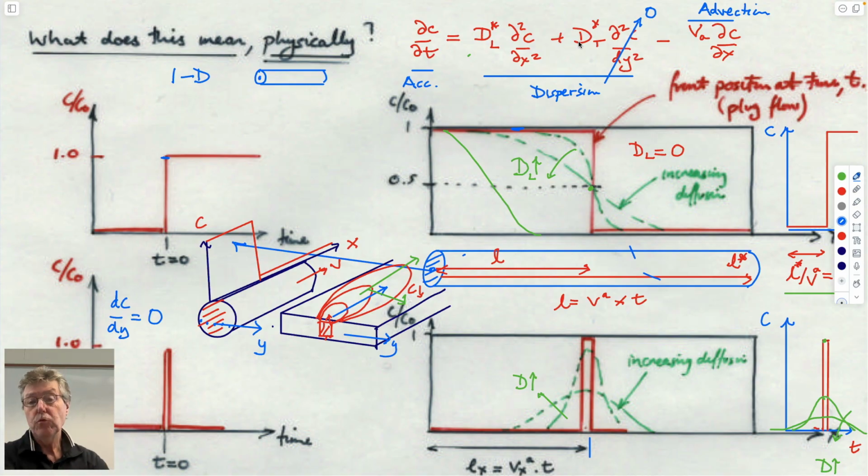And so next time we'll look at some simple 1D and 2D solutions for this equation, what they look like, and again bring it back to rationalizing this picture as well.